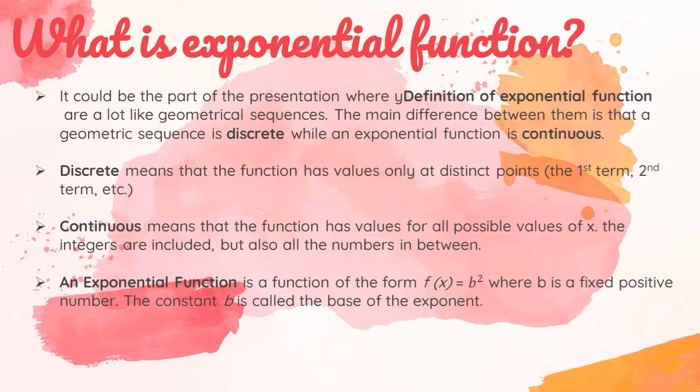So, ibig sabihin naman po ng continuous, tuloy-tuloy po siya. So, for example na lang po nito, yung ilaw, kung ayaw niyo po siyang patayin hanggang mag-umaga at maggabi, bukas siya. So, ibig sabihin continuous. So, yung mga bagay na nakikita natin na alam natin, nag-continuous, so yan po yung continuous word natin in exponential function. An exponential function is a function of the form f of x is equal to b to the x, or base to the x, where b is a fixed positive number. The constant b is called the base of the exponent.